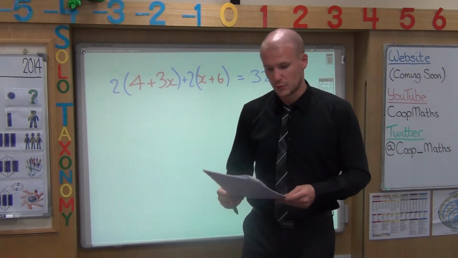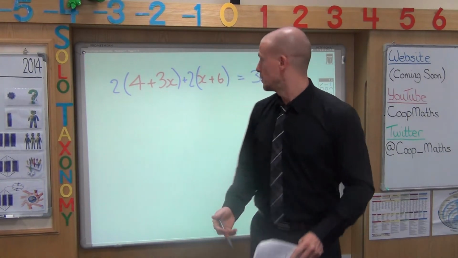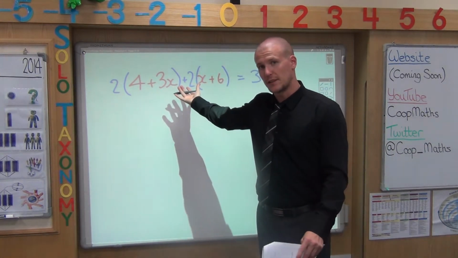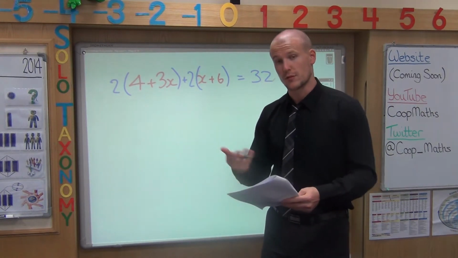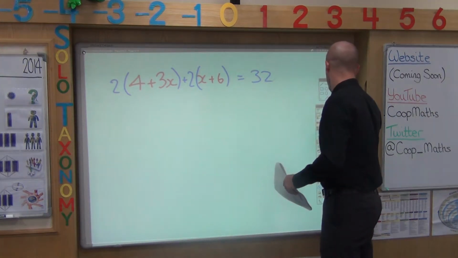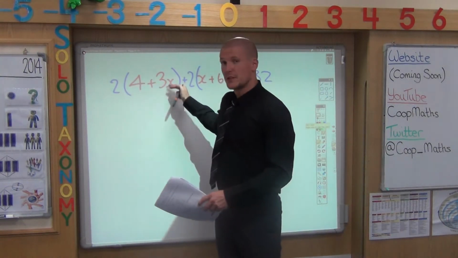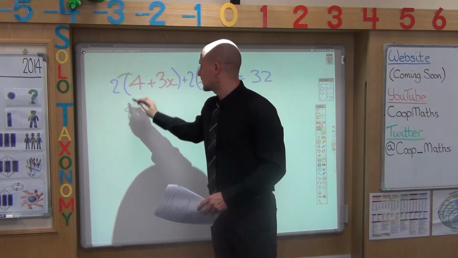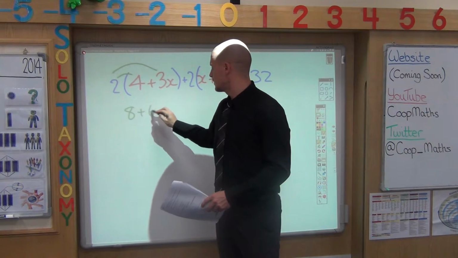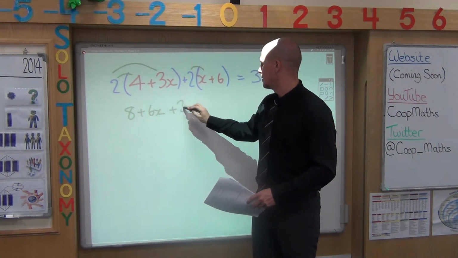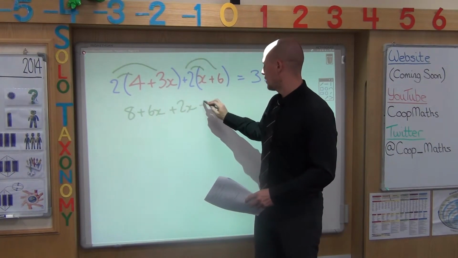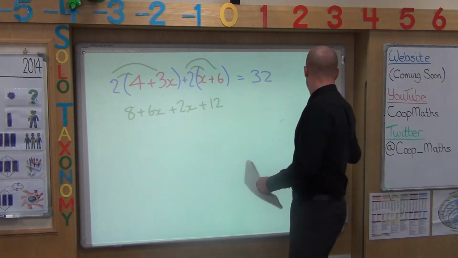From here on out it says work out the value of x. All you're basically doing here is expanding these brackets, collecting like terms, and then trying to get x by itself. You're trying to figure out what x is. I multiply both these terms by 2, I get 8 plus 6x. Here I get plus 2x plus 12 equals 32.